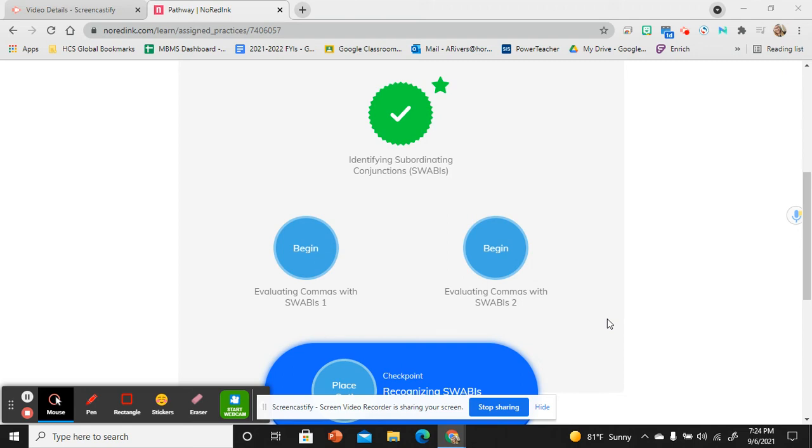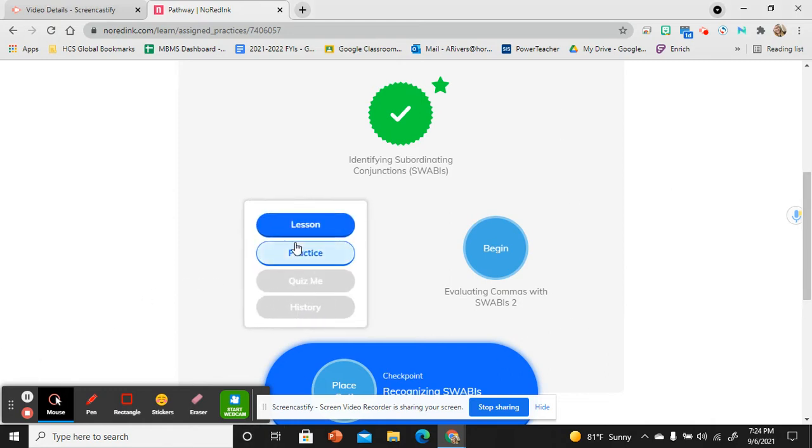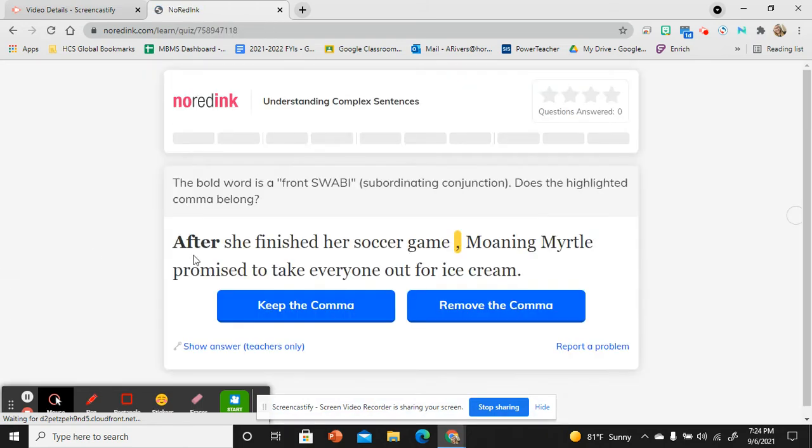Hey everybody, so what I want to go ahead and do now is the section called Evaluating Commas with SWABIS Part 1. You're going to notice that this section might be a little bit more tricky than when we were evaluating commas with fanboys. So please make sure you're paying attention to the lesson. I'm going to go ahead and hit begin, and I'm going to do the practice, and I'm going to walk you through the lesson with me.